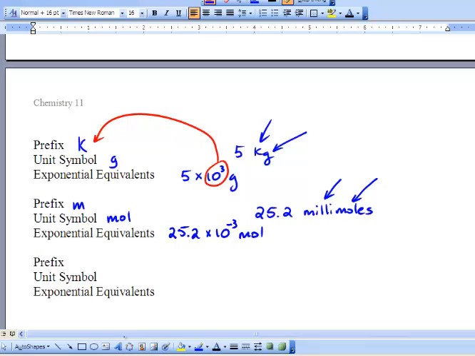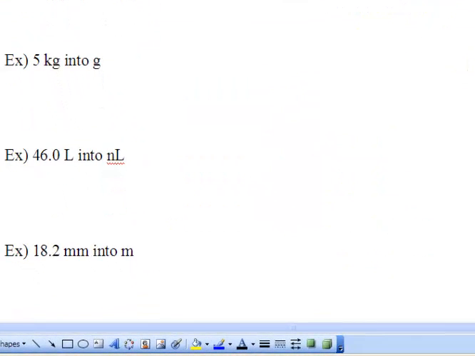And we can rewrite this as 2.52 times 10 to the exponent of negative 2 moles. Alright, I'd like you to try one on your own. I'd like you to tell me what the prefix is, the unit symbol, and the exponential equivalent of 5.1 decigrams. And let's do a couple examples.